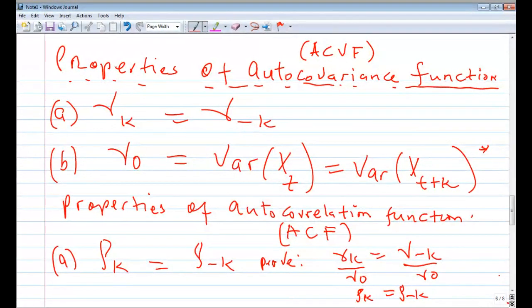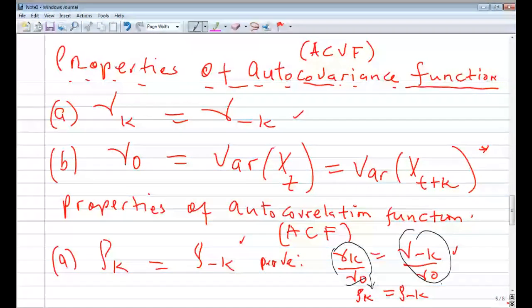But if you want to prove that rho k equal to rho of minus k, this is the scenario that I gave you. You take the autocovariance function property, gamma k equal to gamma of minus k. Then after that, you divide both sides by what? By gamma 0, like what we did here. And then after dividing, you will find that this is equal to rho k. And this is equal to what? Rho of minus k, which is the same as this one.